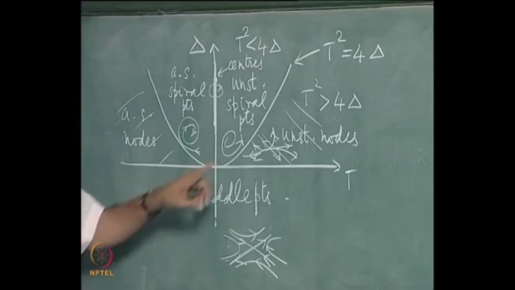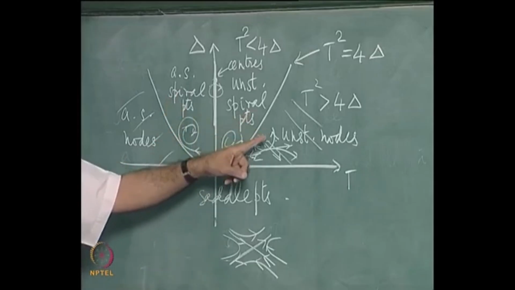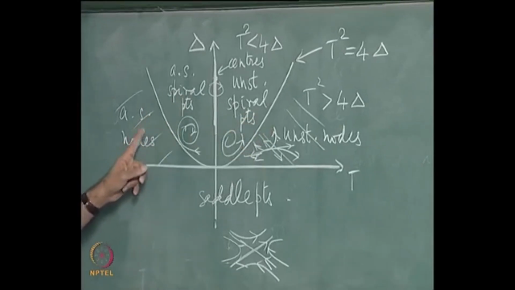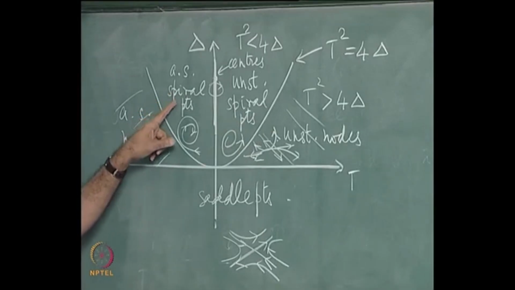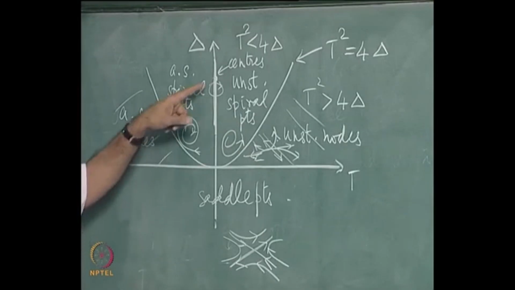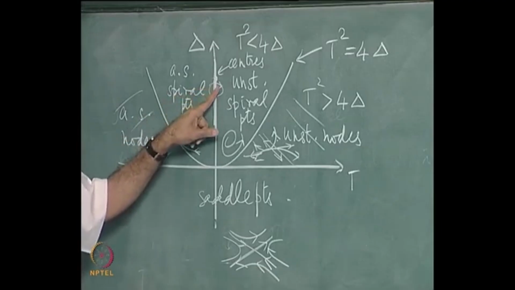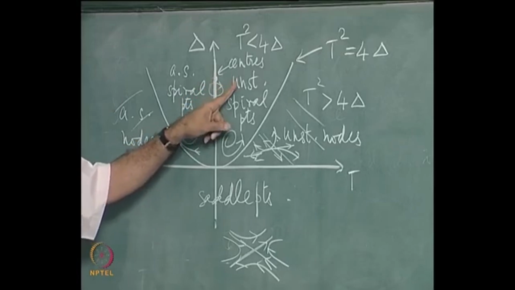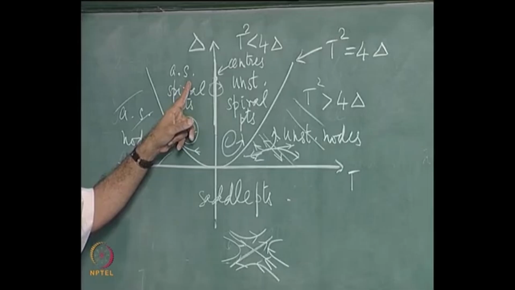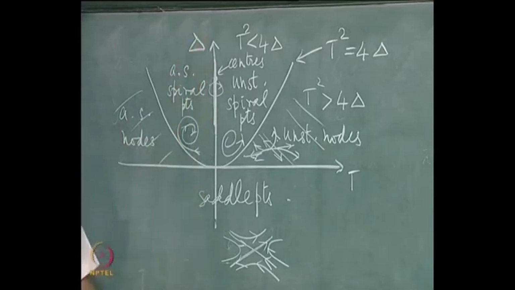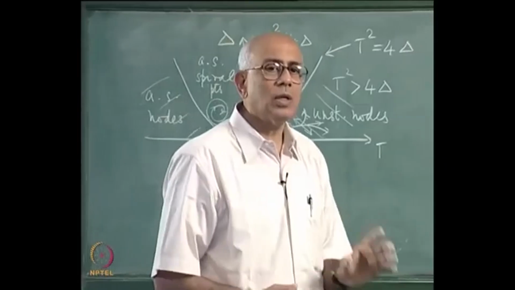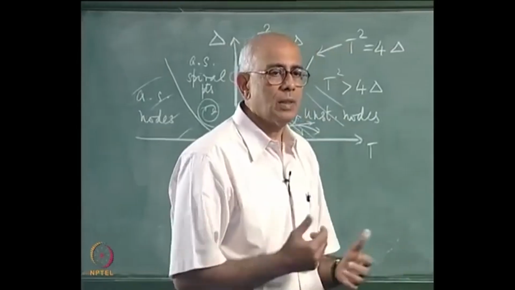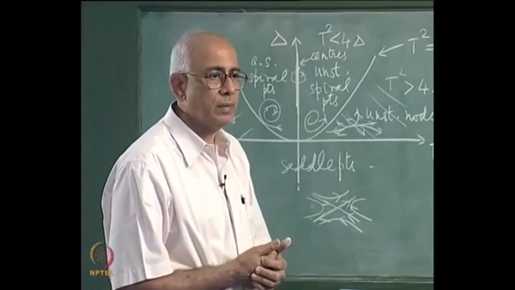But with that exception, everywhere else, if I cross this line, what was an unstable node becomes an unstable spiral point. What was an asymptotically stable node becomes an asymptotically stable spiral point. But if I am on this line and I perturb parameters a little bit, if I move to this side it becomes unstable, if I move to this side it becomes asymptotically stable. So you can see that this line of points, the line of centers, is structurally unstable in the sense that a small change of parameters can completely change the qualitative behavior of the critical point.